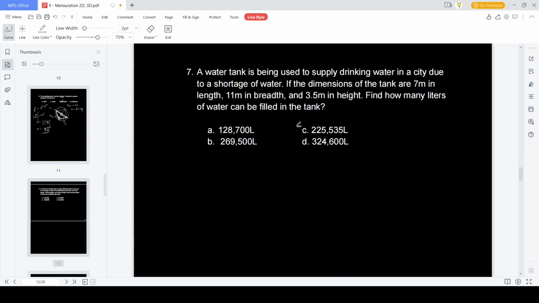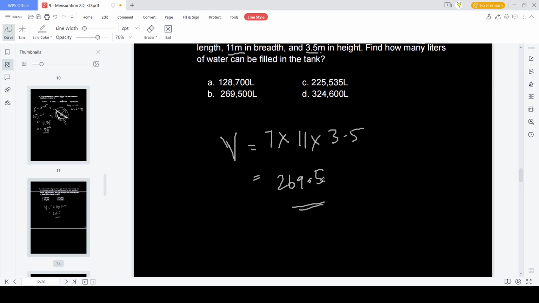A water tank is being used to supply drinking water in a city due to shortage of water. If the dimensions of the tank are 7 meter in length, 11 in breadth, and 3.5 in height, how many liters of water can be filled in the tank? This is nothing but a simple volume question. Volume is what they're asking. But there is one small trick here. First we'll find out volume in meter cube, that is L into B into H. This comes as 269.5. 269.5 is the volume in meter cube.